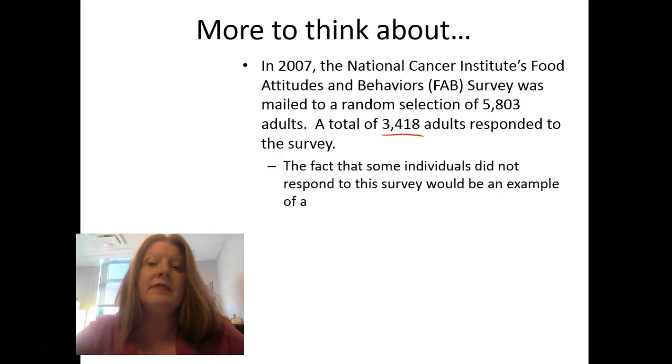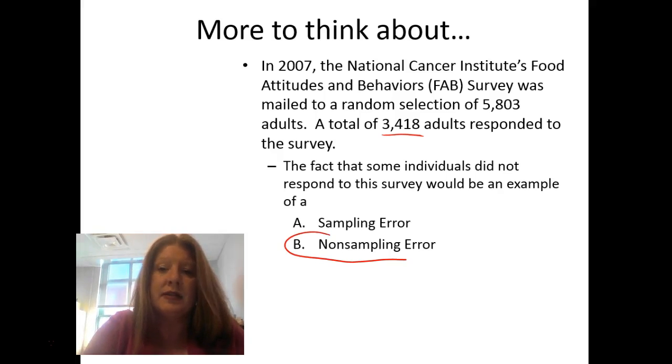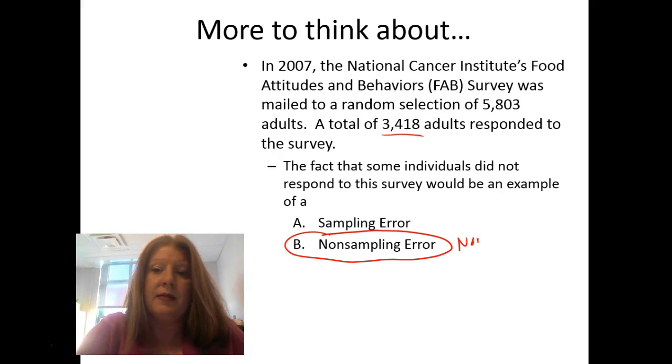The fact that some individuals did not respond to this survey would be what kind of error? A sampling error or a non-sampling error? Hopefully you're thinking about non-sampling errors. We've reached out to a lot of people. We chose a sample, a random selection of a lot of individuals. The people then could choose whether they're going to respond or not respond. So it's a non-sampling error, and we call it a non-response error.